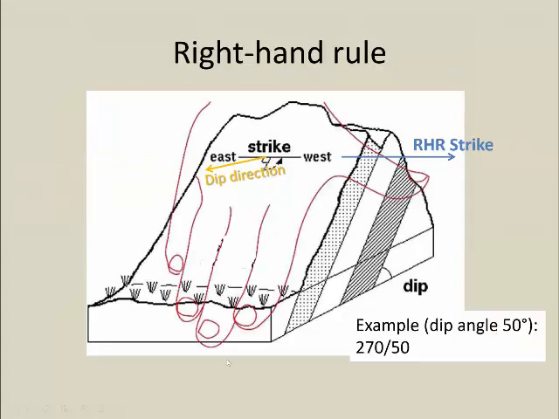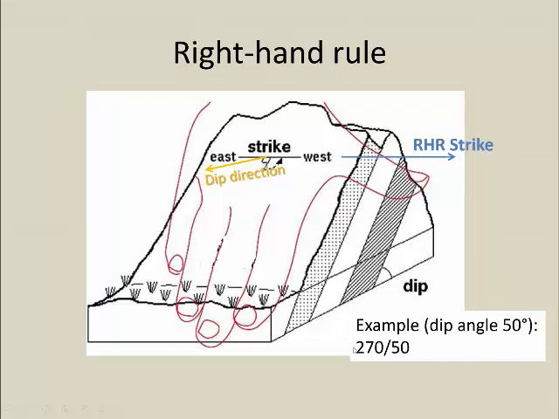Here's the right-hand rule. The right-hand rule ends this confusion of the two possible strike lines. With the right-hand rule, you always use that end of the strike line in which your thumb would point if you put your right hand down onto such a plane with your fingers parallel to the dip line. So here this hand is showing the dip line with your fingers, and you stretch out your right thumb. This would be the right hand rule strike.